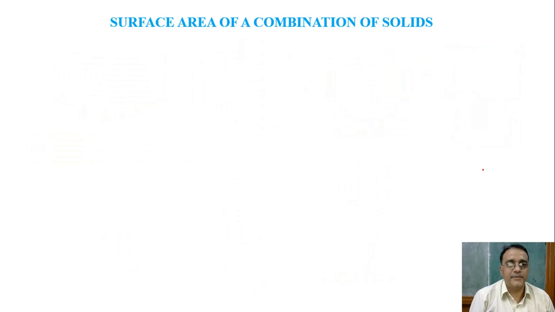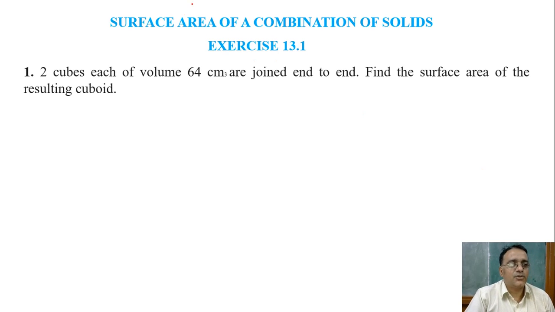No, sir. Okay. Now we are moving towards the first exercise, which belongs to surface area of a combination of solids. So we'll start with the first question. 2 cubes, each of volume 64 centimeter cube, are joined end to end.